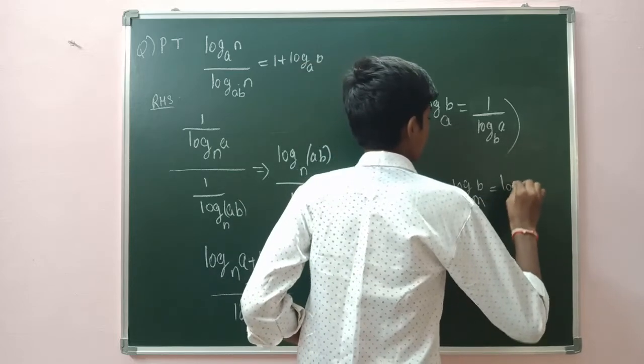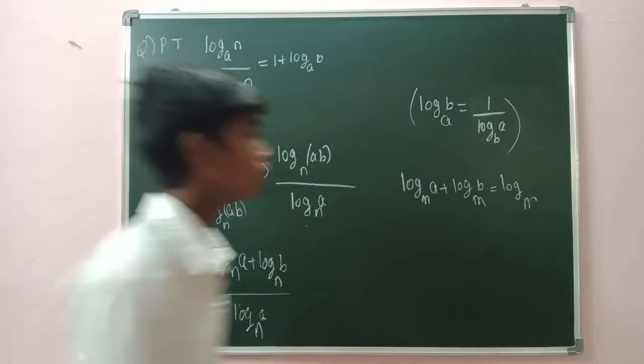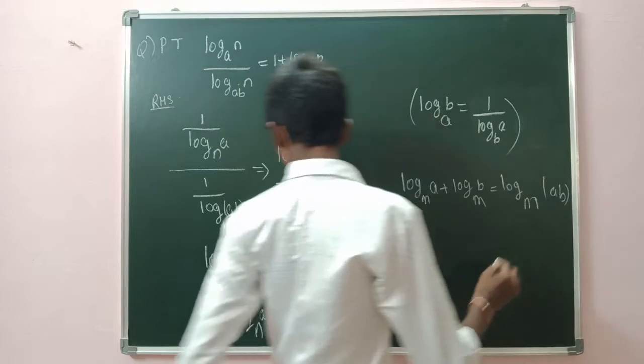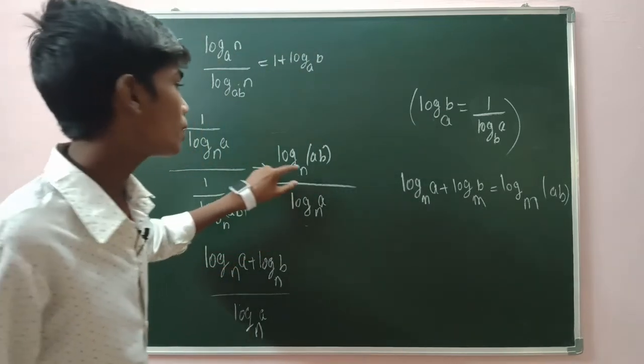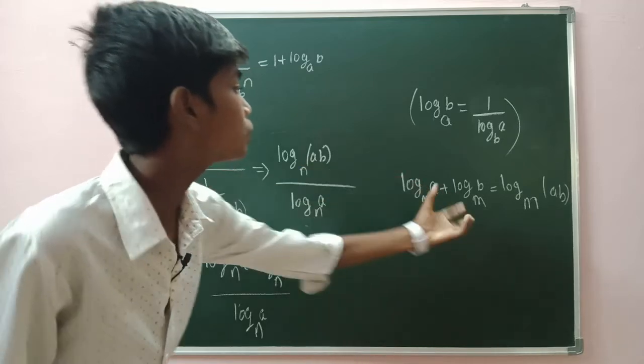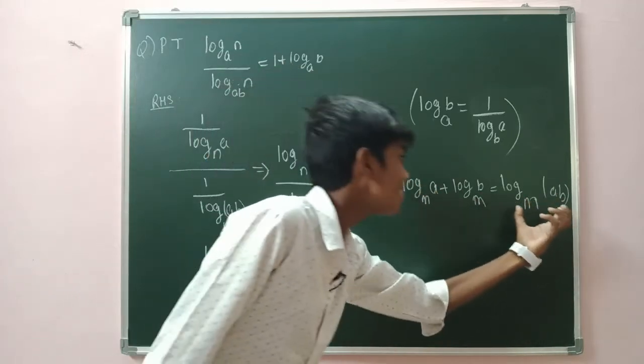I just need to multiply the inside value. If there is the same base, I can just multiply your inside values. That is your AB. So here, what I am having is log to the base n of AB. Log to the base n of AB, I am just splitting, I am just doing the reverse task. Actually, this is the formula and the final result is this.